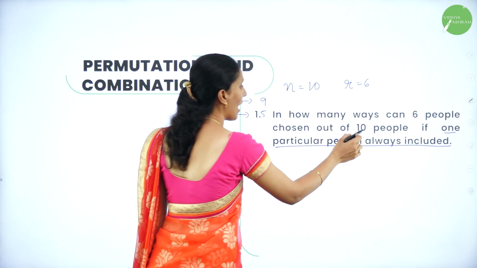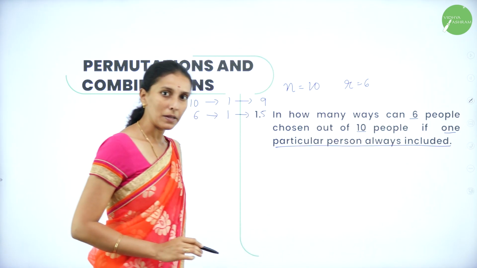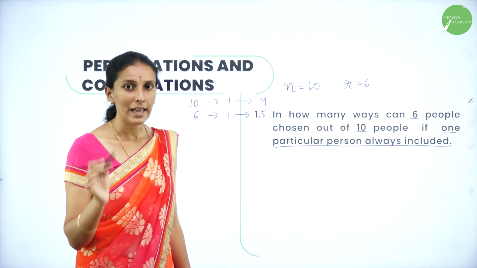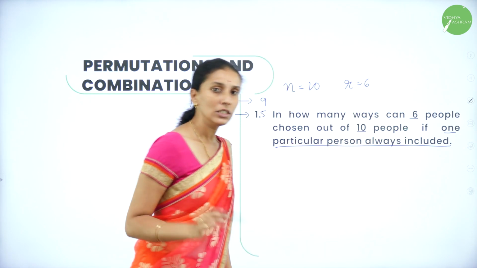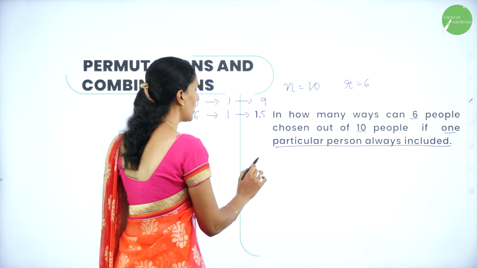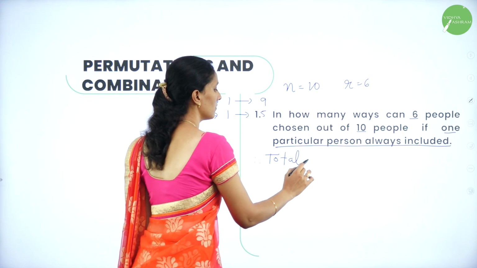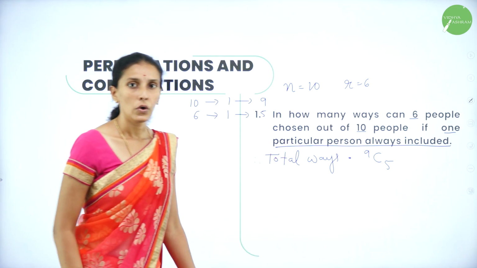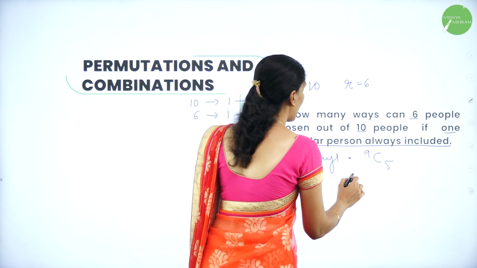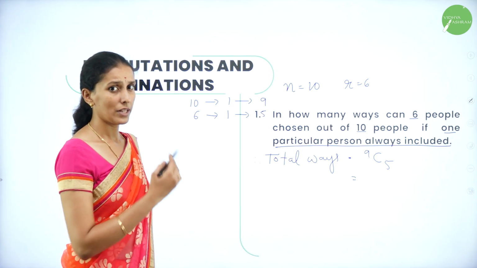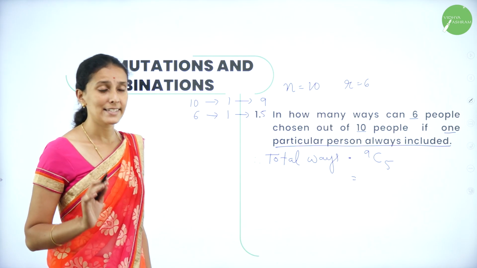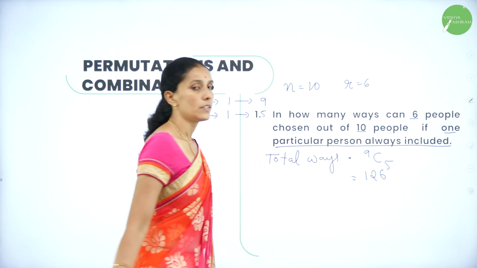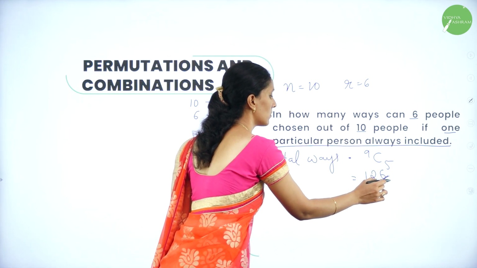So here I said we have to select 6 people out of 10 people. Since one person is always included, remove that one person from the total, that is N, and also from the selection, that is R. So therefore here my total ways becomes 9C5. You have been carrying out the calculation for so many problems, so I'll just directly write the answer. What is 9C5? 9C5 is 126. So this is my answer for this question.